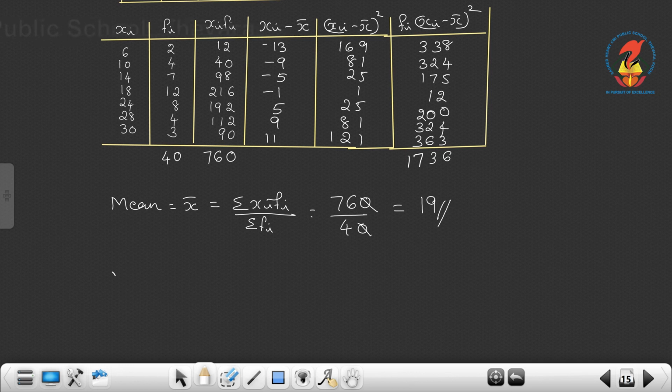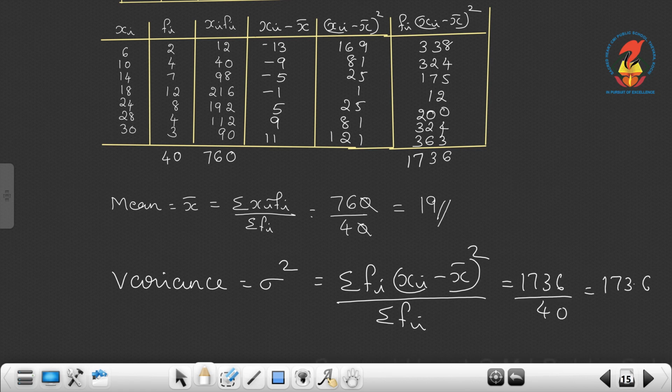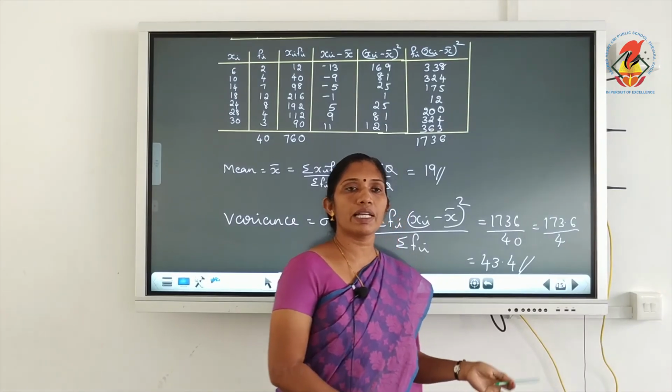So 1736. Variance sigma square is equal to sigma fi into xi minus x bar whole square by sigma fi. So 1736 by 40 or 173.6 by 4. 4 4s are 16, then 13, that is 3, then 0.4. 43.4, that is the variance. And the square root of this number gives the standard deviation.